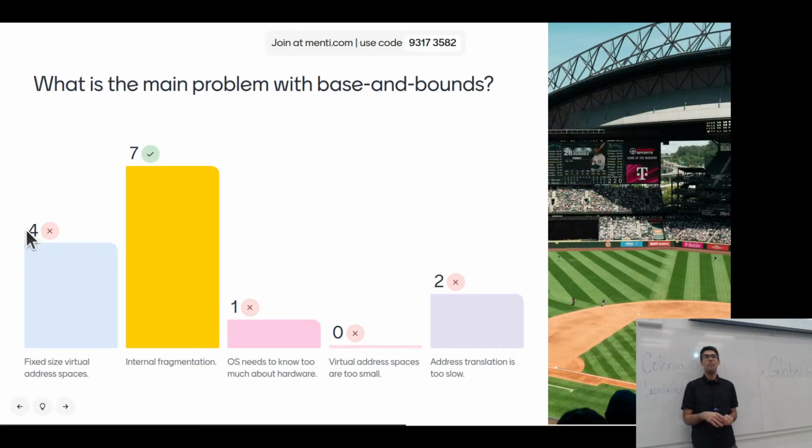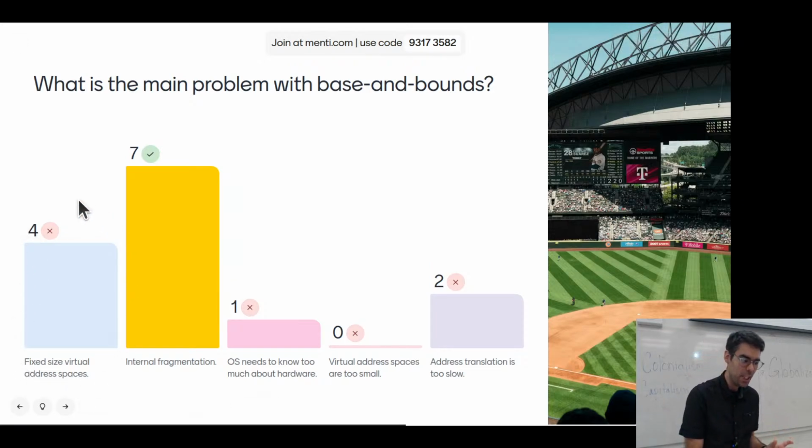And MacBooks are still selling with 8 gigabytes of physical memory. And so it suddenly becomes feasible to do fixed size virtual address spaces and just break physical memory into these smaller chunks and just say, Chrome, you get 8 gigs. There you go. Use it. Do whatever you want with it.